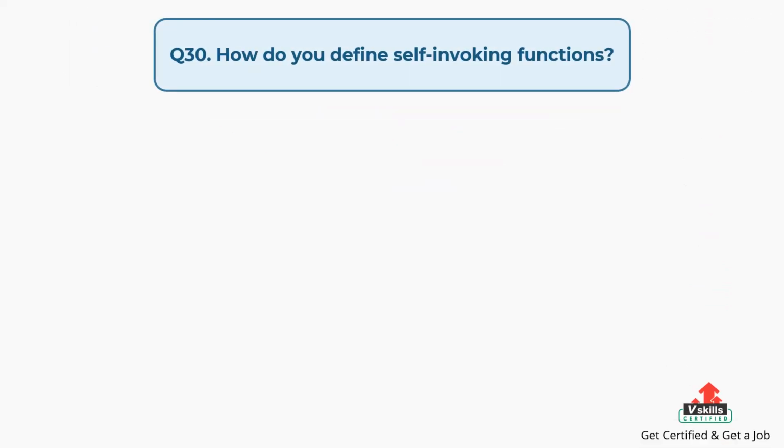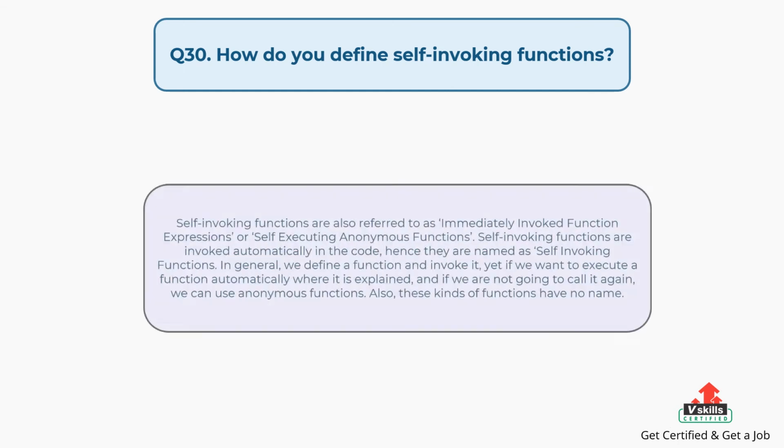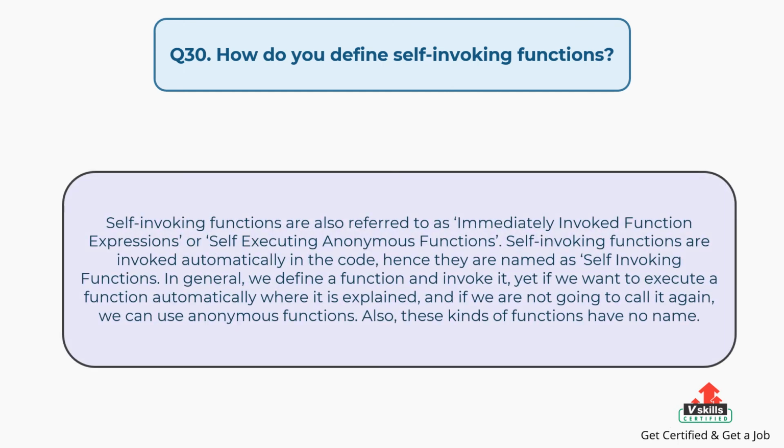Question number 30, how do you define self-invoking functions? The answer is: self-invoking functions are also referred to as immediately invoked function expressions or self-executing anonymous functions. Self-invoking functions are invoked automatically in the code, hence they are named self-invoking functions. In general, we define a function and invoke it, yet if we want to execute a function automatically where it is declared, and if we are not going to call it again, we can use anonymous functions. Also, these kinds of functions have no name.